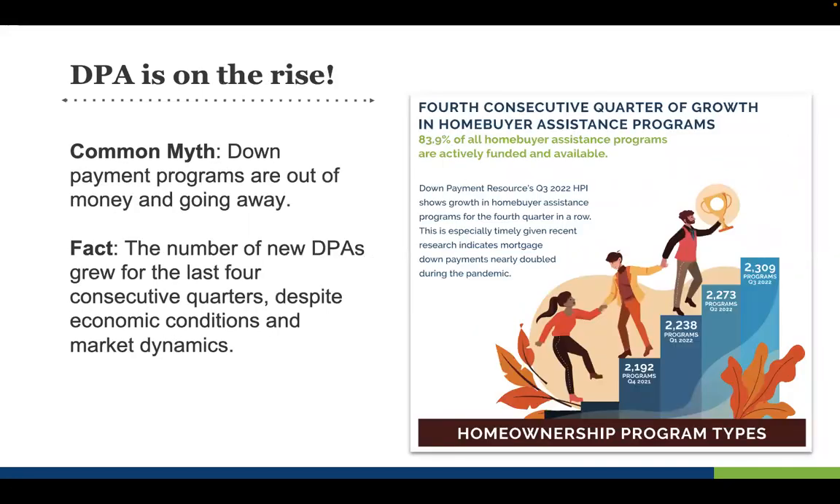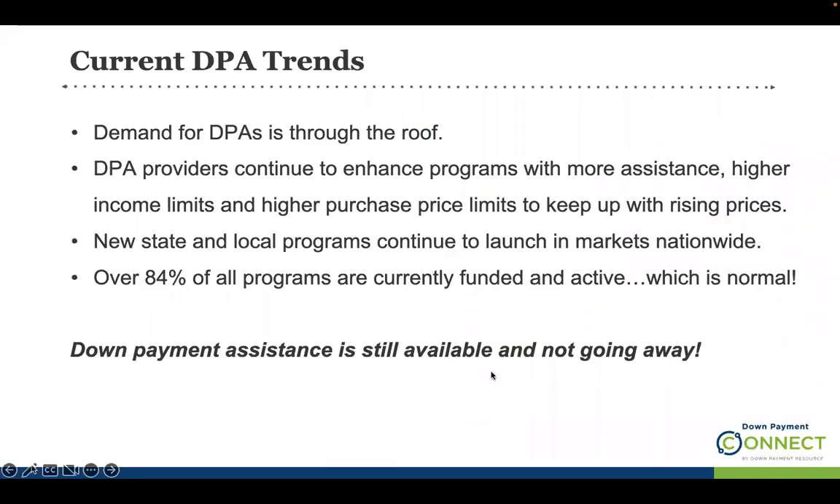Down payment assistance is also on the rise. For the fourth consecutive quarter, we have seen an increase in the number of down payment programs available across the country. This comes out to somewhere between 5 and 10% more programs now than there were a year ago. And we track this quarterly through our Home Ownership Program Index, which is a quarterly snapshot of everything that's out there and the nature of these programs and trends that we're seeing. So Mel, maybe we can put a link to our Home Ownership Program Index in the chat if you guys want to explore that.